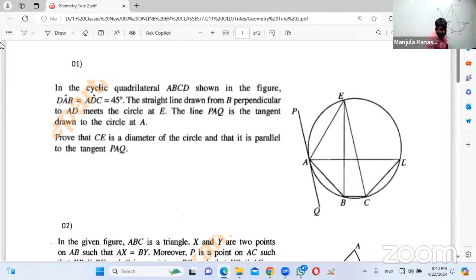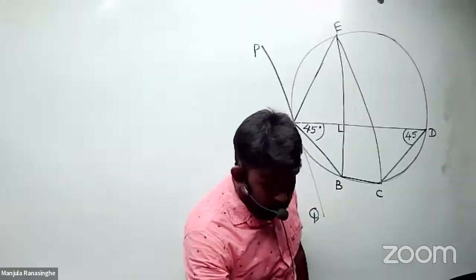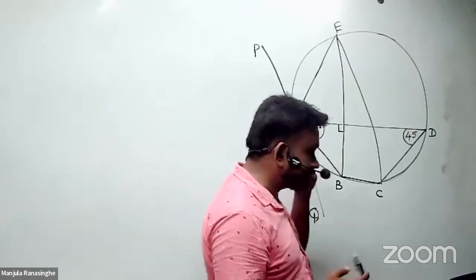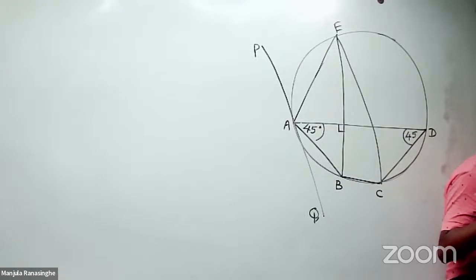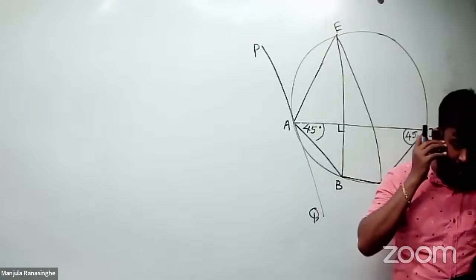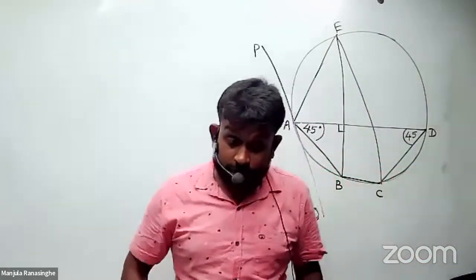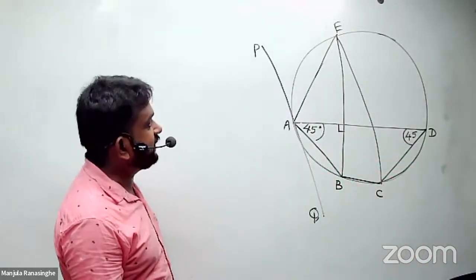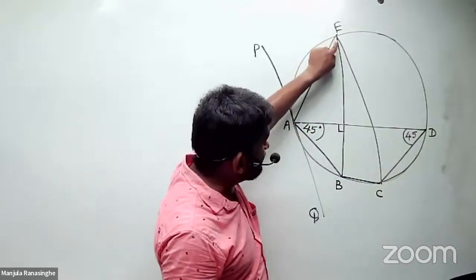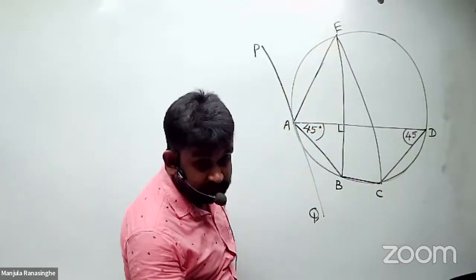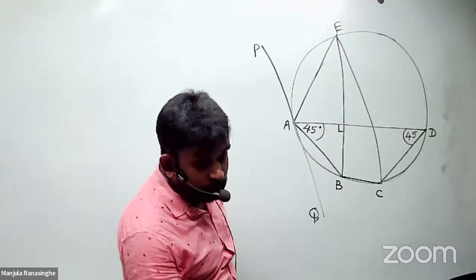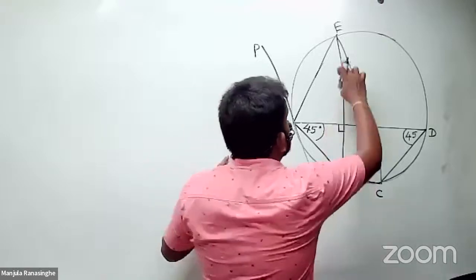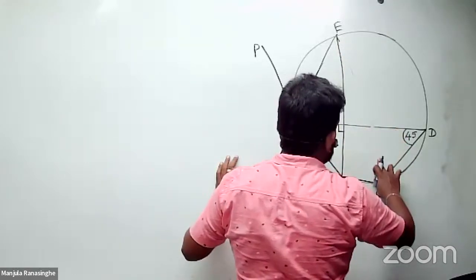First part we will check. So what is the first part? They are asking to prove this EC as a diameter. So how to prove that EC is a diameter? This is a straight line, right?